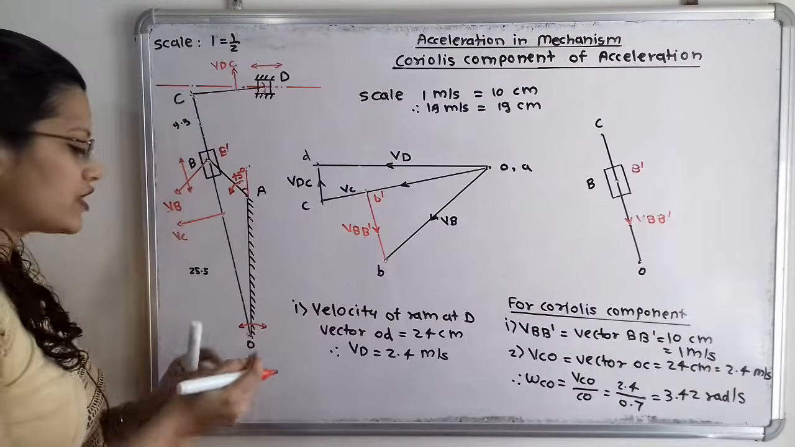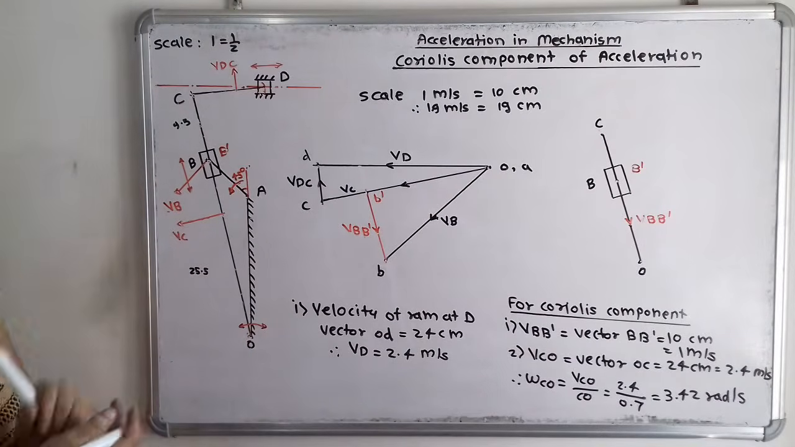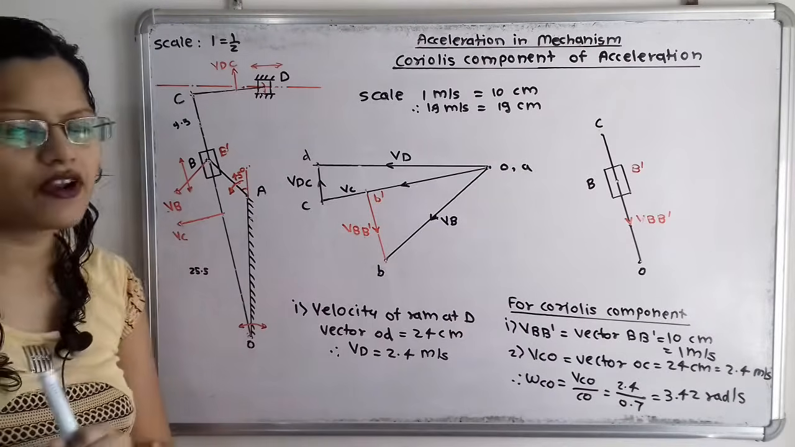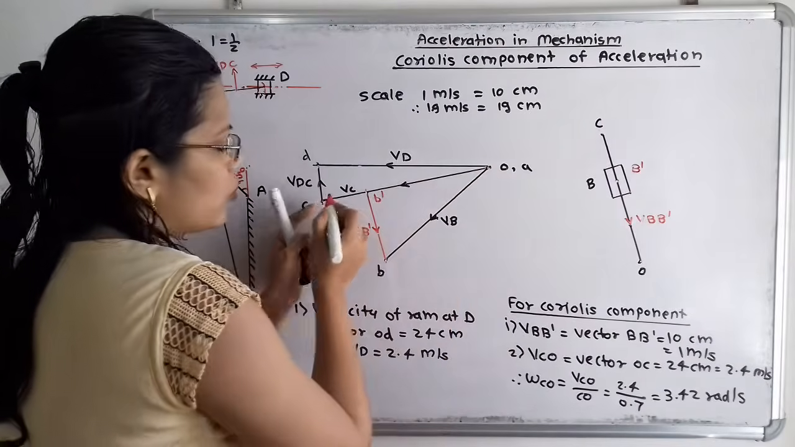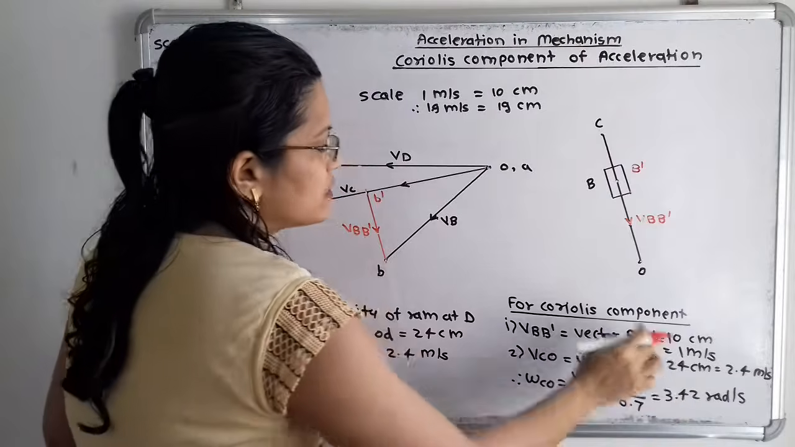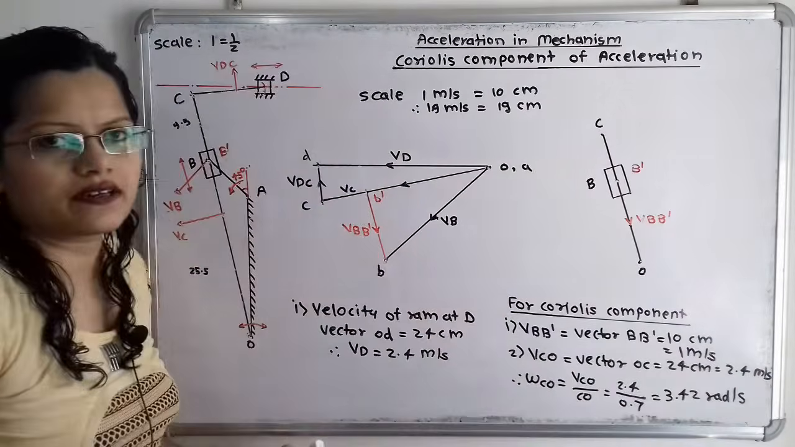Now we will move to the angular velocity omega, for this link OC. For this link OC we first have to find the linear velocity from the velocity diagram. So we will measure the vector O to C, which is equal to 24 centimeters. As per scale, it is 2.4 meter per second.